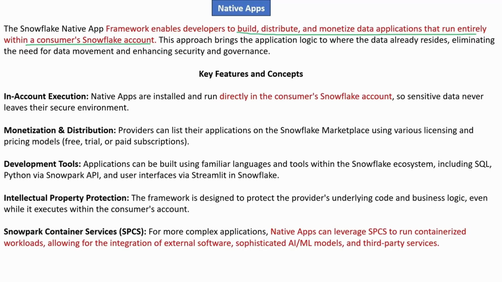You can build applications in the Snowflake environment, and you can even use interfaces like Streamlit. Fourth is intellectual property protection. This framework is designed to protect the provider's underlying code and business logic, even while it executes within the consumer's account. Fifth is Snowpark Container Services. These are native containerized workloads, which allow you to integrate external software, sophisticated AI/ML models, and even third-party services.